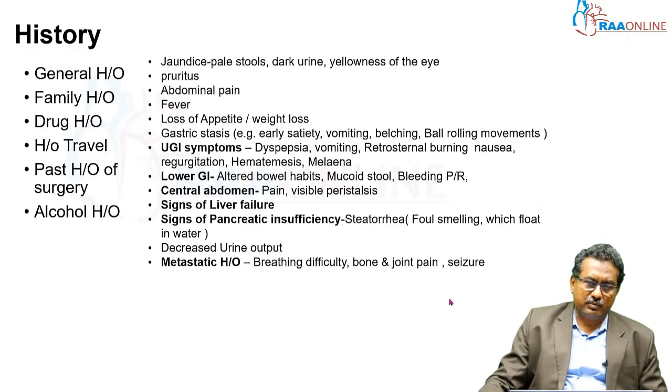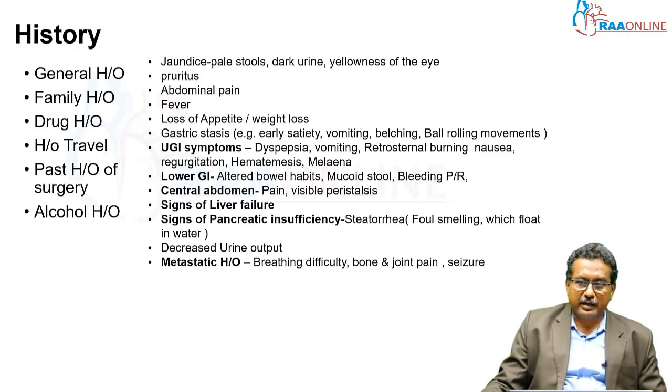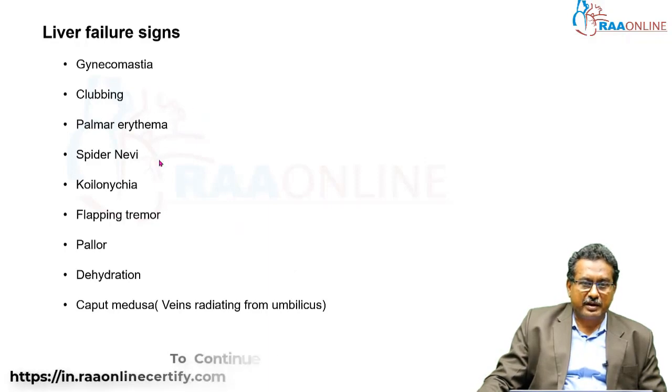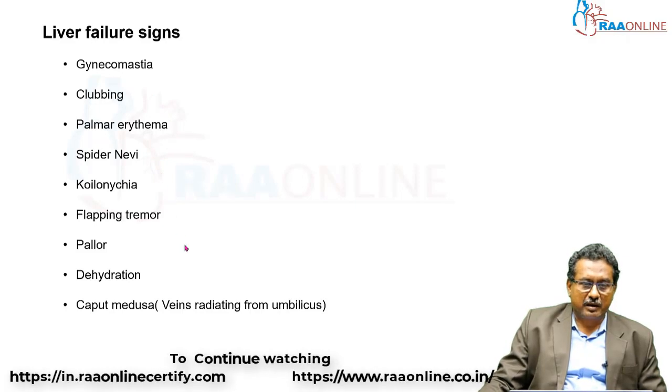I will divide the symptoms into UGI symptoms, lower GI symptoms, central abdominal symptoms, signs of liver failure, signs of pancreatic insufficiency, and renal history and metastatic history. Coming to the upper GI symptoms, I would like to ask for dyspepsia, vomiting, retrosternal burning, nausea, regurgitation, hematemesis and melena. Pertaining to the lower GI, I will ask for altered bowel habits, any mucoid stools, any bleeding per rectum. Pertaining to the central abdomen, we will ask for pain, visible peristalsis. The signs of liver failure are gynecomastia, clubbing, palmar erythema, spider nevi, koilonychia, flapping tremor, pallor, dehydration and caput medusae, that is veins radiating from the umbilicus.